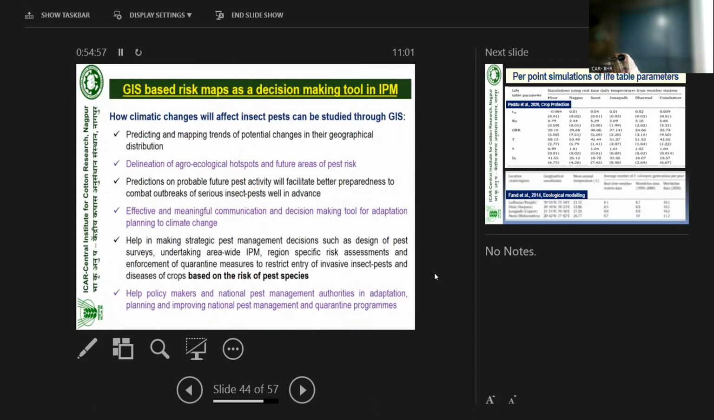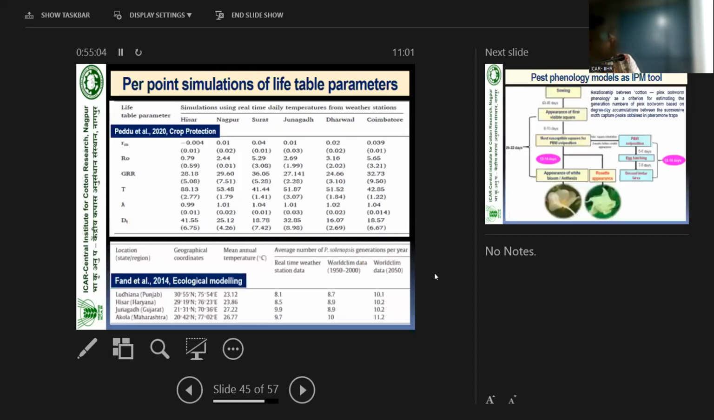So how are these maps useful? It is given here that risk assessment can be done, and planning of management strategies can be done. Then per point simulations per location. For every location, you cannot map individually, because spatial mapping means we need the entire data set. But location-wise also you can have. If you are interested, as in cotton I am doing, then north zone, south zone, and central zone we have considered. And representative locations we have predicted the potential growth parameters for the pest. Likewise, here in case of mealybug, and in case of pink bollworm.